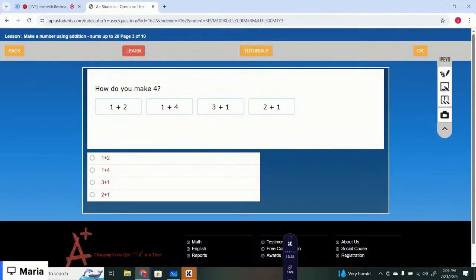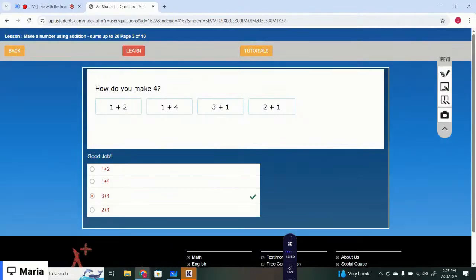How do you make 4? Option number 3 is the correct option. 3 plus 1 equals 4.